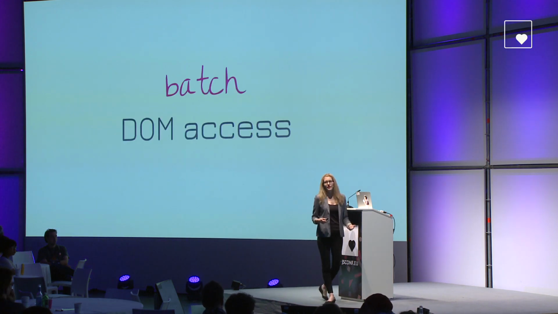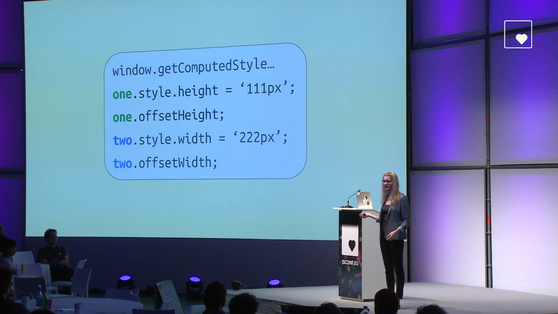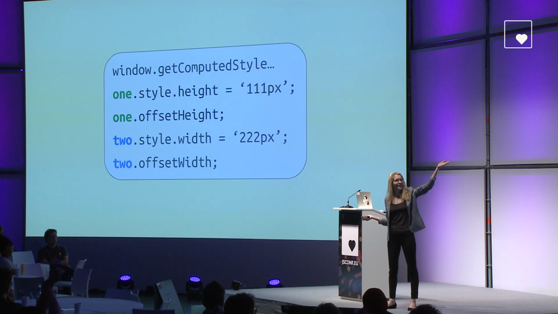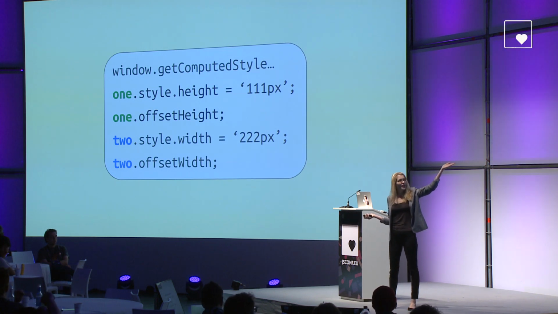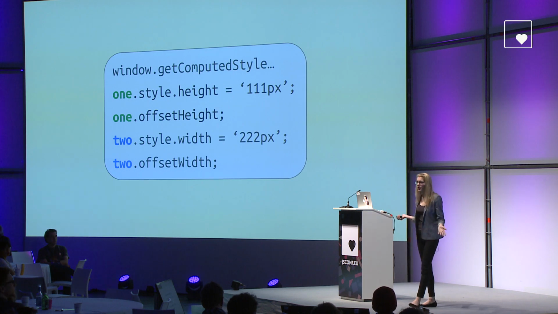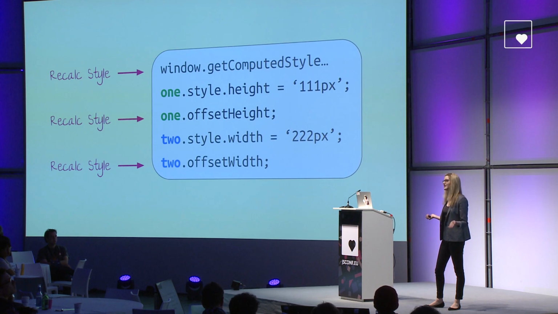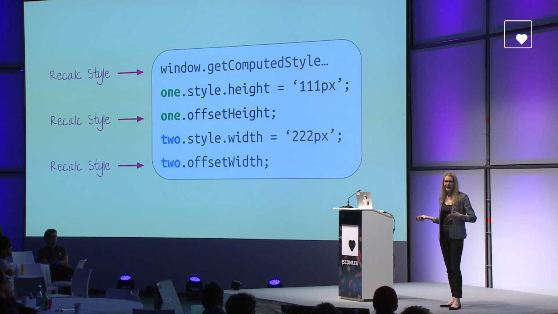Also, we batch the DOM access. So for example, I have this code sample where we measure something, and then we set the height. We change the DOM. And then we measure something again, and then we change the DOM by setting the width. And then we measure something again. And this is a very reasonable chunk of code. But what's happening here is that the style is being recalculated every time you measure something because the DOM has changed.